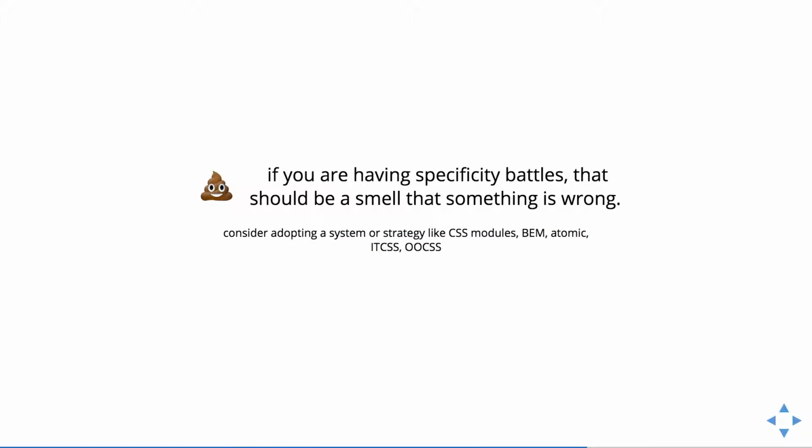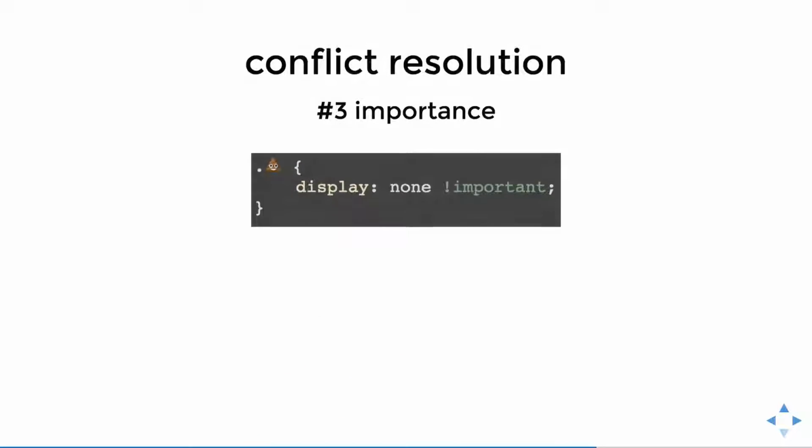And again, if you're having specificity battles, that should be a smell that something's wrong, honestly. It's not going to end well for you or the next person. Or you, if the next person knows where you live. At that point in time, you want to maybe consider adopting a strategy or a system. There are a number of things out there. We'll talk about that at the end maybe. Ways of organizing CSS essentially.